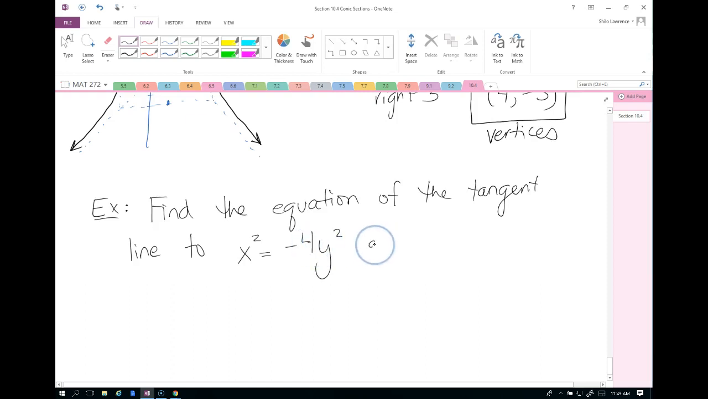And we need a point, so let's say at the point, oh, I'm sorry. If we want this to be a parabola, we want a sideways parabola, we want x to be linear. So we're going to say at the point negative 4, 1.